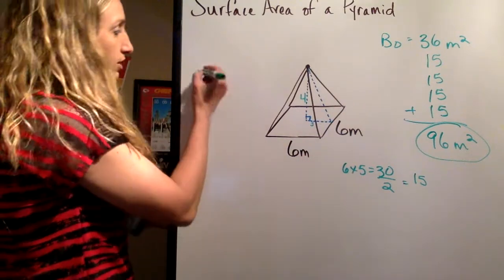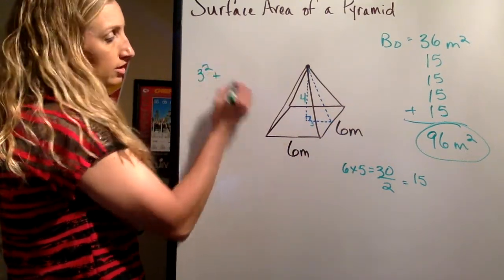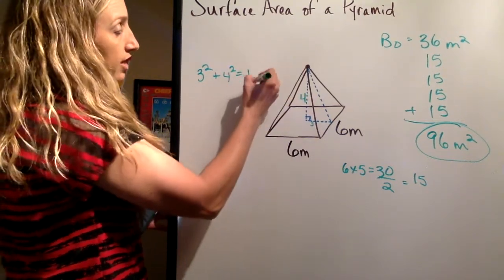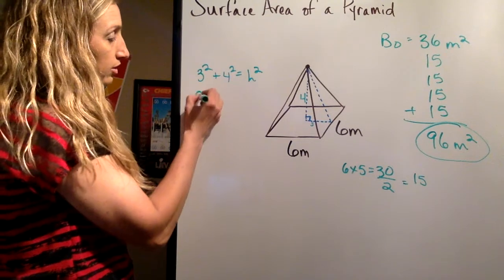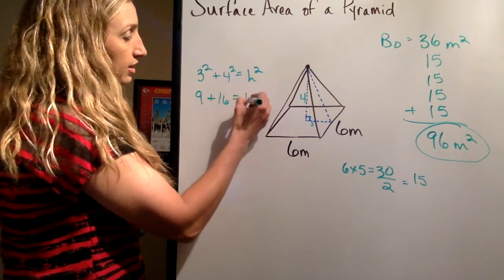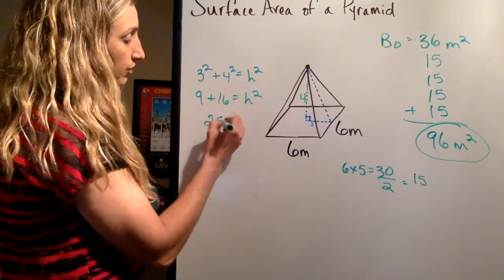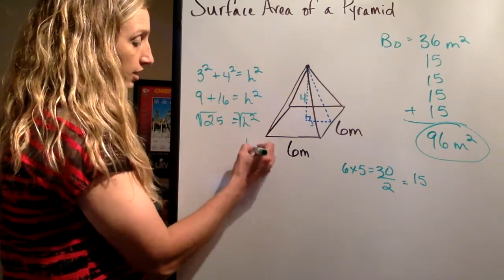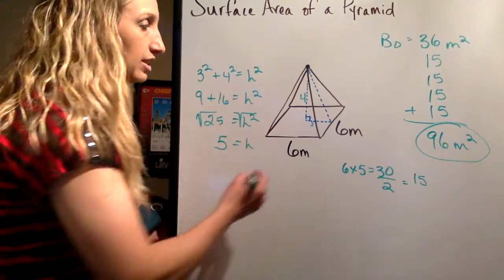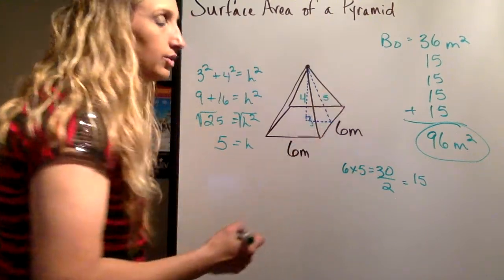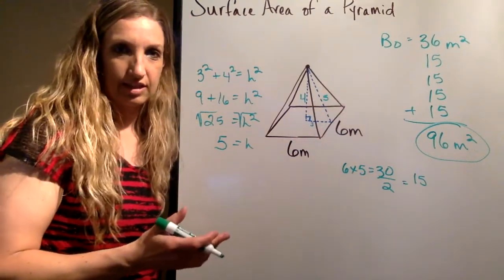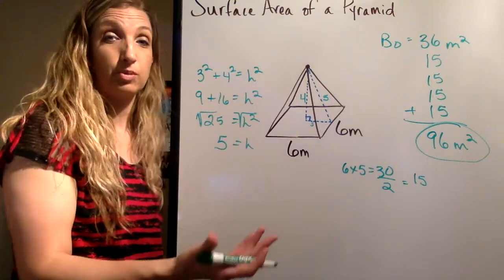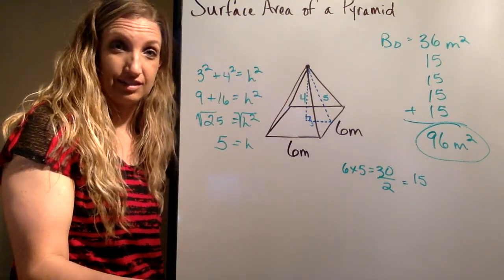So I would do 3 squared plus 4 squared equals the hypotenuse squared. So 9 plus 16 equals the hypotenuse squared. 25 equals the hypotenuse squared. Square root both sides. So the hypotenuse is 5. So if you're not given the slant height, that means they probably gave you the actual height, and you would need to use the Pythagorean theorem to find the slant height.